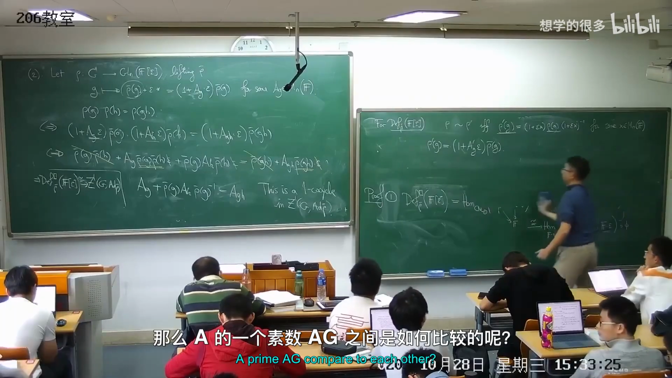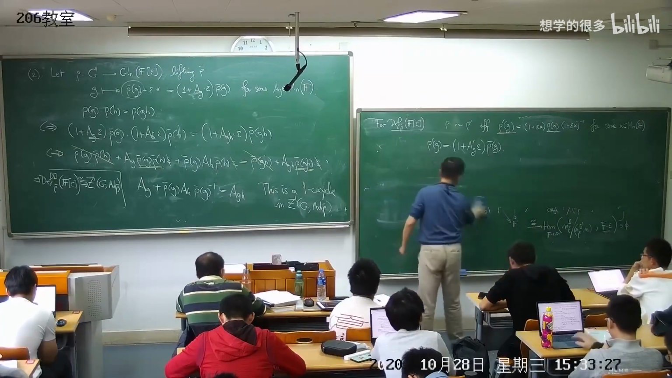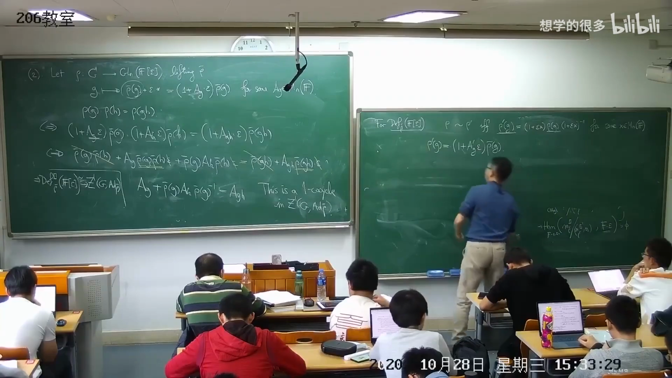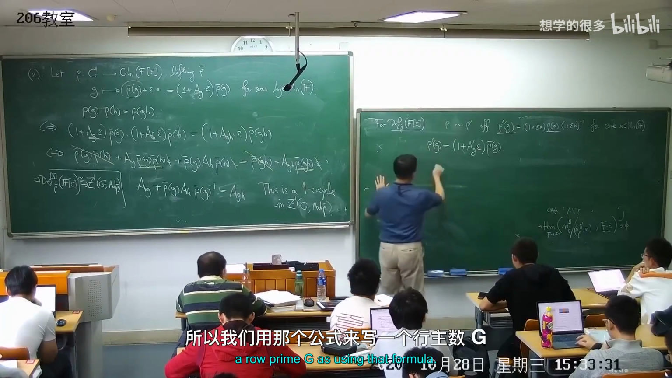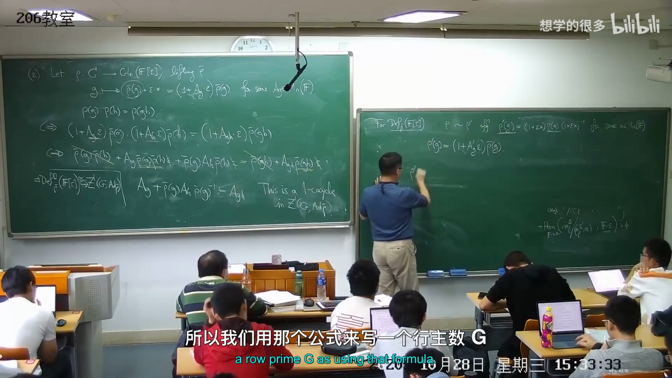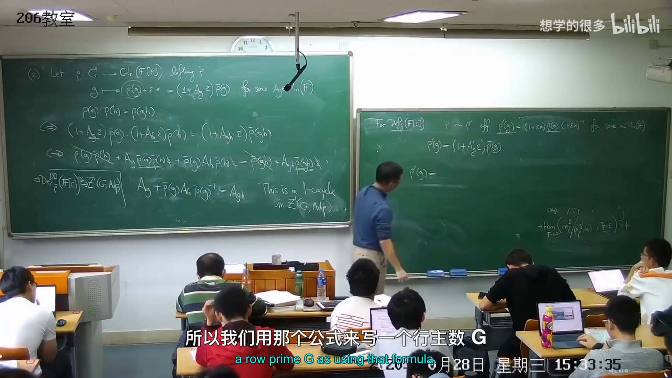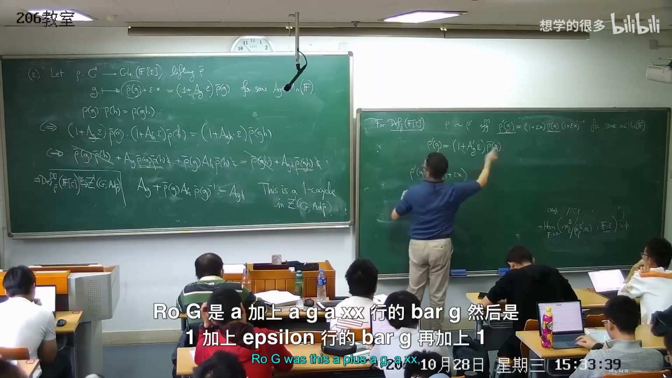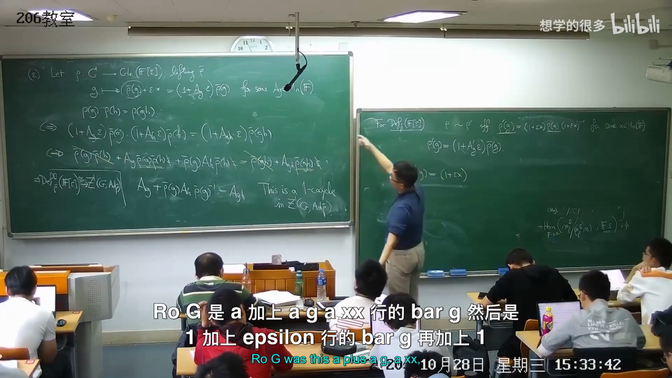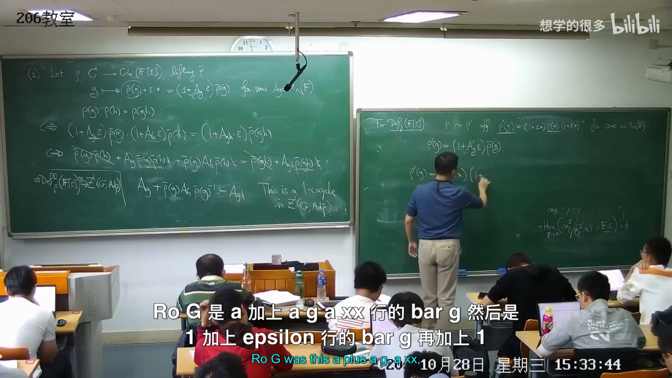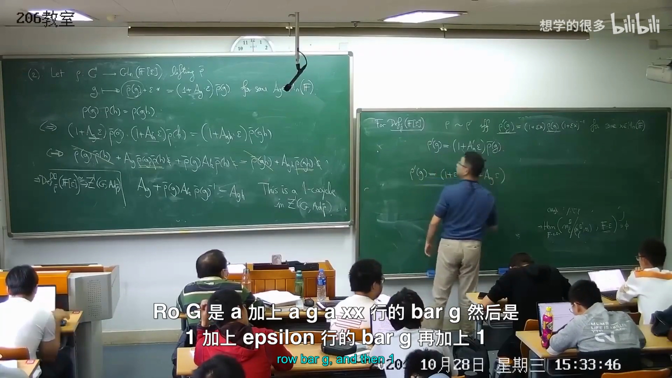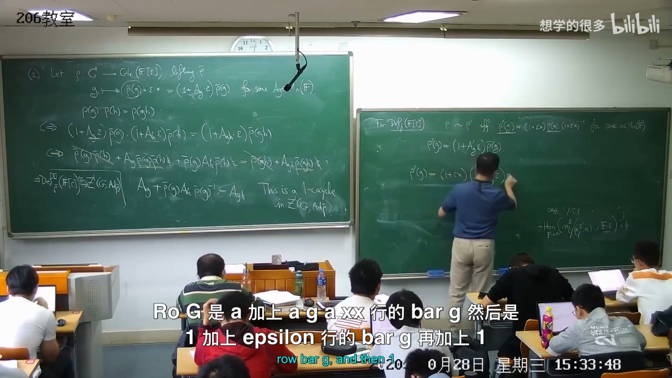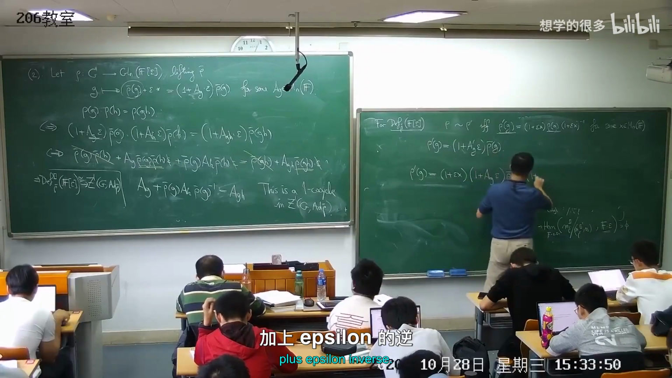So how does rho prime G compare to rho G? Well, let's write it out. Let's write rho prime G using that formula. And what is rho G? Rho G was this: (1 plus A G epsilon) rho bar G, and then (1 plus epsilon x) inverse.